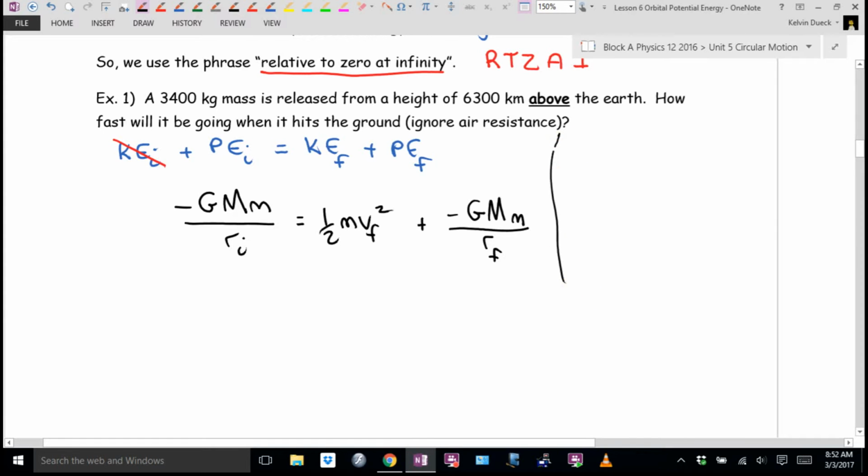Over here in the margin, we're just going to list a little bit of data. What's R final? In this case, it's going to be the surface of the Earth. By the way, if you're launching something from the surface of the Earth, it will be the 6.38 times 10 to the 6th.